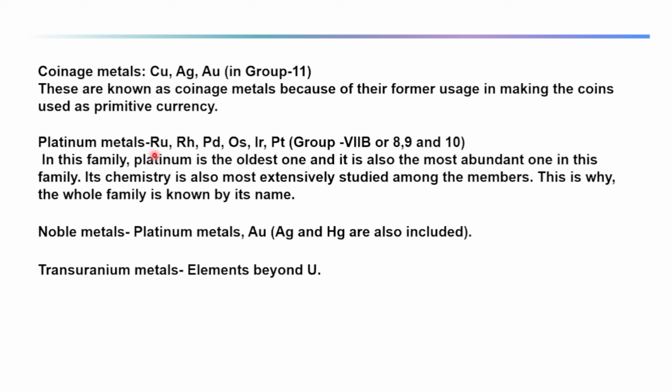Platinum metals, so ruthenium, rhodium, palladium, osmium, iridium, platinum. These are group 7b in Mendeleev's periodic table, or group 8, 9, and 10 elements, and are called platinum metals. In this family, platinum is the oldest one, and it is also the most abundant one in this family. Its chemistry is also most extensively studied among the members. This is why the whole family is known by its name.